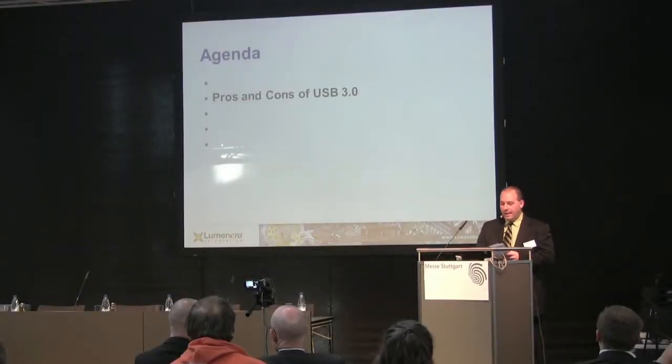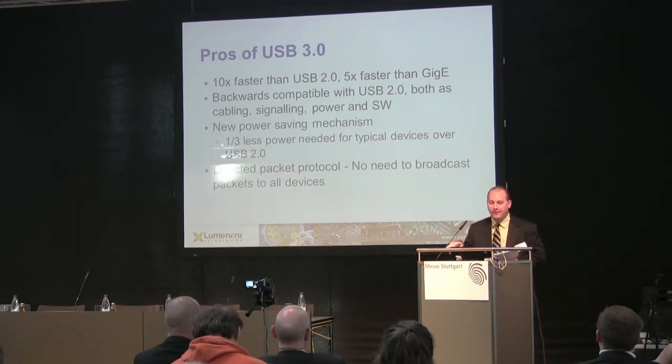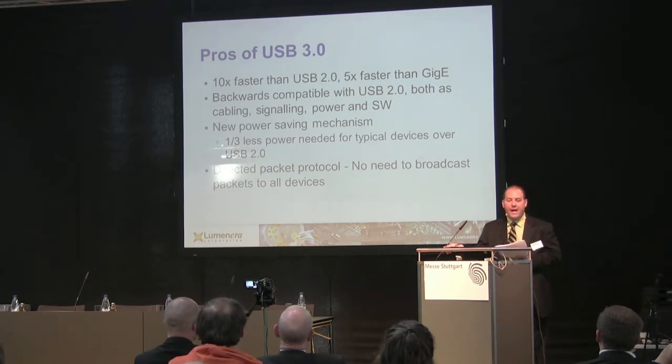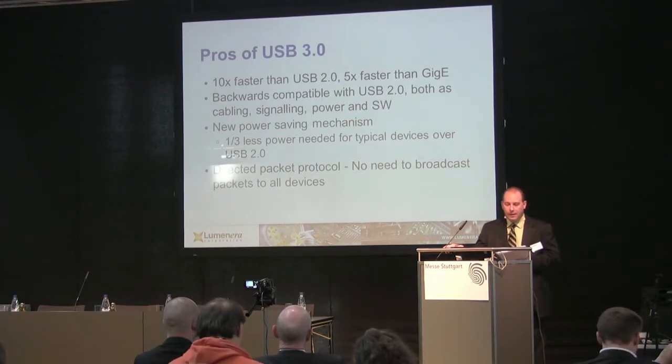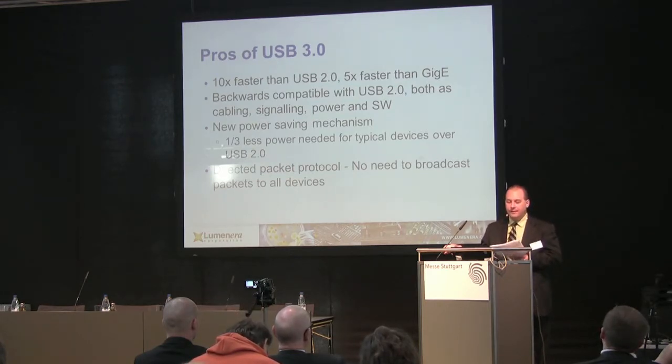Now that you have a better understanding of the changes offered by USB 3, I'd like to talk about the pros and cons of USB. By now, it should be fairly obvious what the pros of USB are. Here are the main pros of the specification. Obviously, the faster data rates at 5 gigabits per second, the backwards compatibility to both USB 2 and USB 1 at the signaling, cabling, power, and software level, the new power saving mechanisms, which in some cases can use 1/2 to 1/3 the power of typical USB devices, and a directed packet protocol.